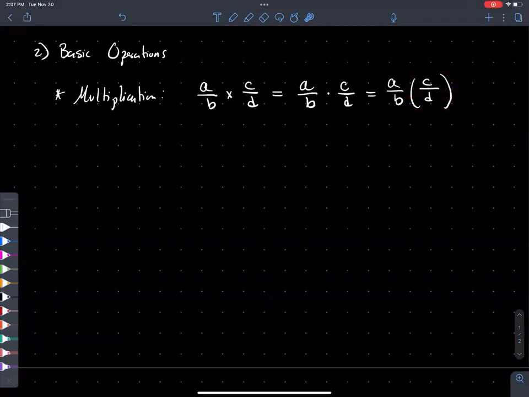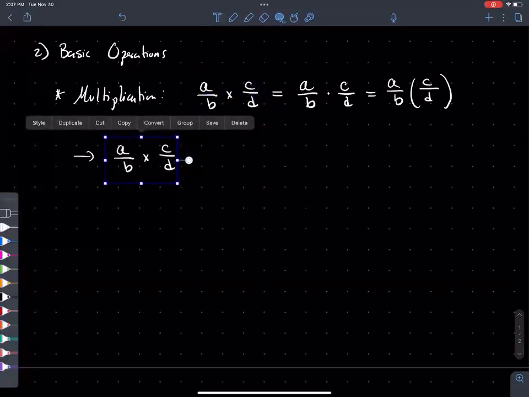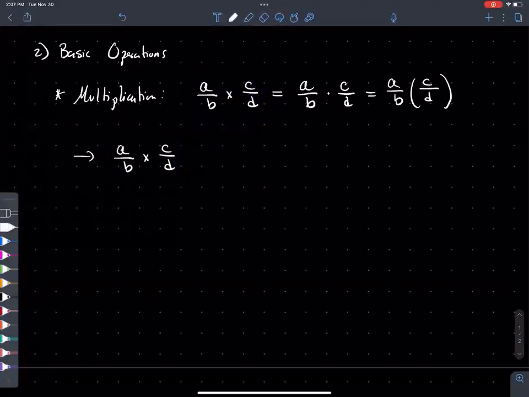Either way, they're all fractions, and again, one can see where the confusion comes from because there are too many ways to represent just this one operation, and for that reason we will stick with the first one. So if I wanted to multiply two fractions, I'm going to take this one here and bring it over there. It's fine.